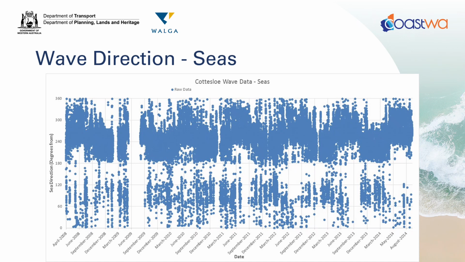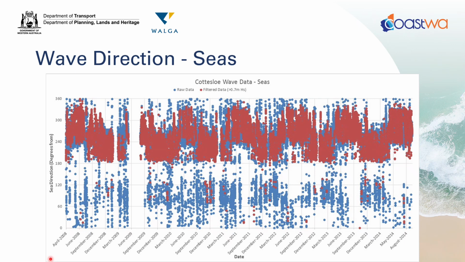So another key component of waves and how they impact different things such as sediment transport is wave directions. What we've done here is just pulled out wave directions for a period from the CoastWA wave buoy. So you can see here just a whole collection of different wave directions. So it's just all the directions that have been recorded. If we filter out the data that is a wave height of greater than 0.7 of a metre, then you can see that there's a real focusing of those directions.